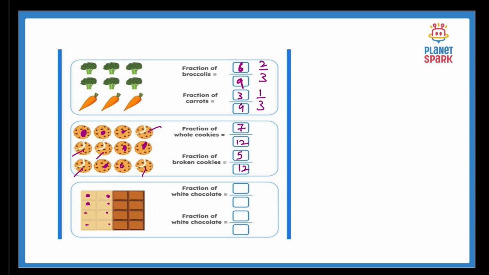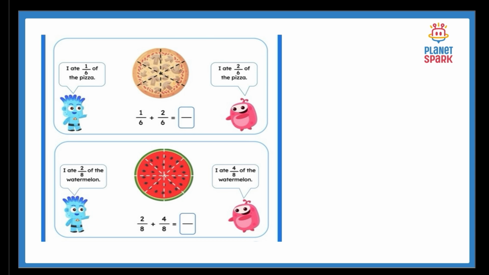Moving to the next one, if you can see, I'm having 16 pieces of chocolate. Out of the 16 pieces, exactly 8, half of the chocolate, is white, so it is 8 by 16, 1 by 2. Another half of the chocolate is brown, so it is 8 by 16, which is 1 by 2.